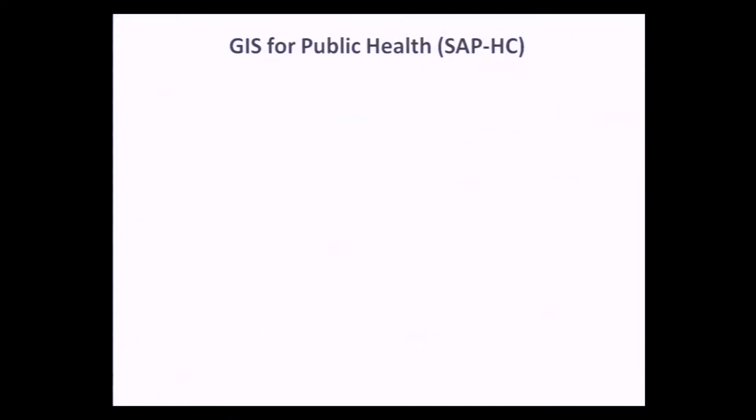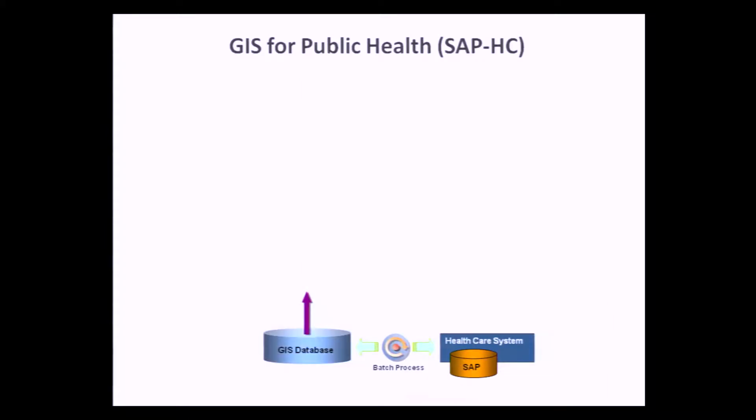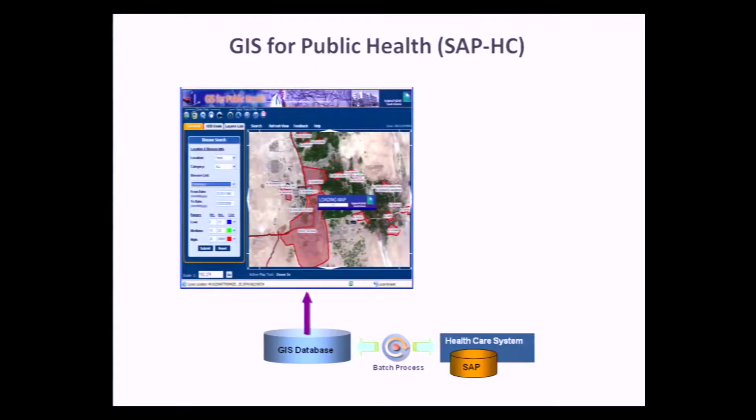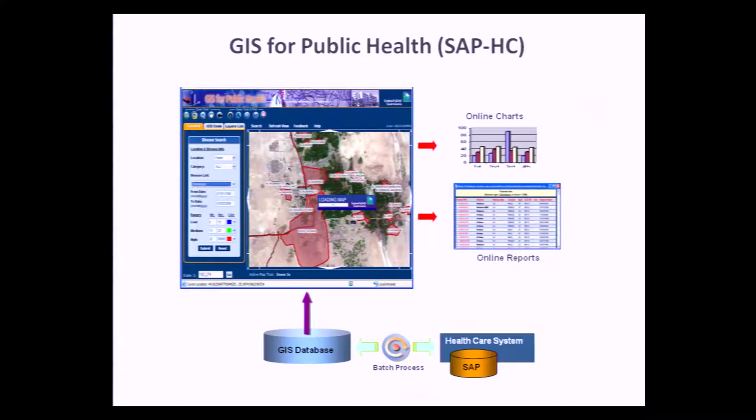An example of that type of integration is the GIS for public health, where this system is used by the Saudi Aramco medical organization. The data is extracted from a healthcare system through batch processing into the GIS database. And it is published on a map where the health organization can do some analysis of this data. And this data basically is about the diseases of Saudi Aramco employees in different areas.